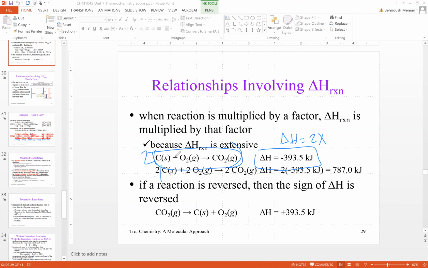If you divide the reaction by 2, you would divide the delta H value by 2. If you reverse a reaction, when you reverse a chemical equation, the sign for the delta H is going to be reversed. So CO2 generates carbon plus O2. This is a reverse reaction, so the sign is also going to be reversed.